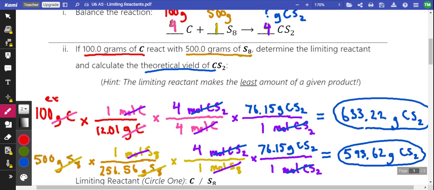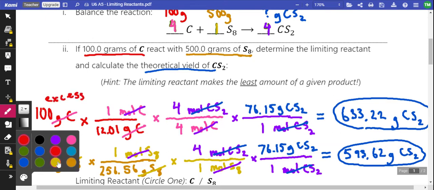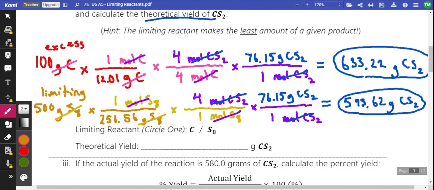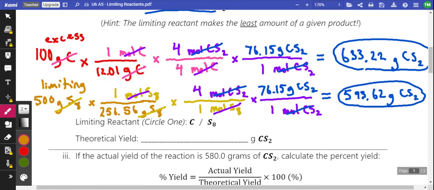So this is our excess reactant, and our S8 is our limiting reactant. Okay? I can only use the theoretical yield that comes from the limiting reactant because, again, that's what's going to run out first. I'm going to have extra carbon that's not actually used to make product. So this 100 grams is not all going to get used. Just because I have 3 bags of chocolate chips in my cabinet doesn't mean I'm going to use all of them when I bake cookies. I'm probably going to use maybe 1 bag at most, unless you really want them chocolatey.